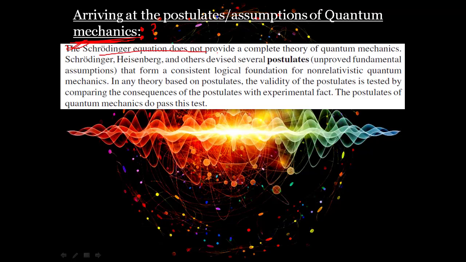See, the Schrodinger wave equation does not provide a complete theory of quantum mechanics. Although it provides almost all information about the particle or the wave, it does not provide the complete information about quantum mechanics. So Schrodinger, Heisenberg, and other scientists devised several postulates. These postulates are assumptions which are not proven, but they are so true that their existence is unquestionable.